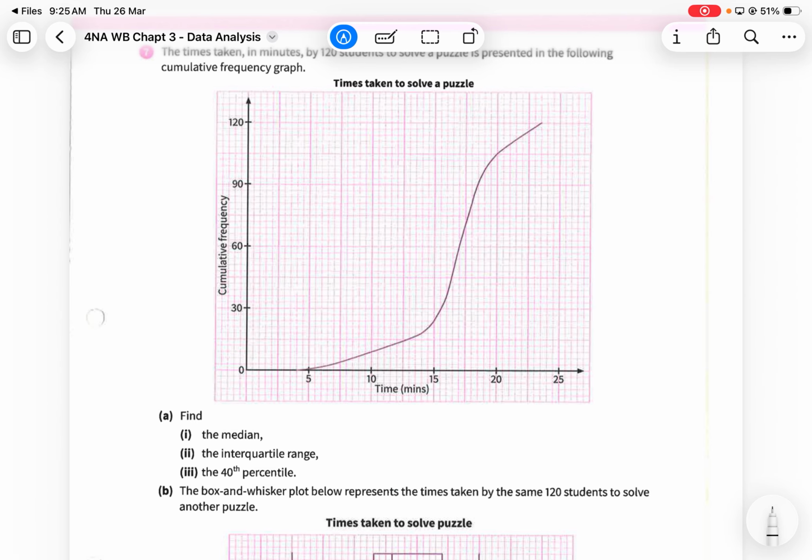40th percentile. 120 students is 100 percentile. So 40th percentile is 40% times 120. That will give you your 40th percentile. Go where to find the 40th percentile?